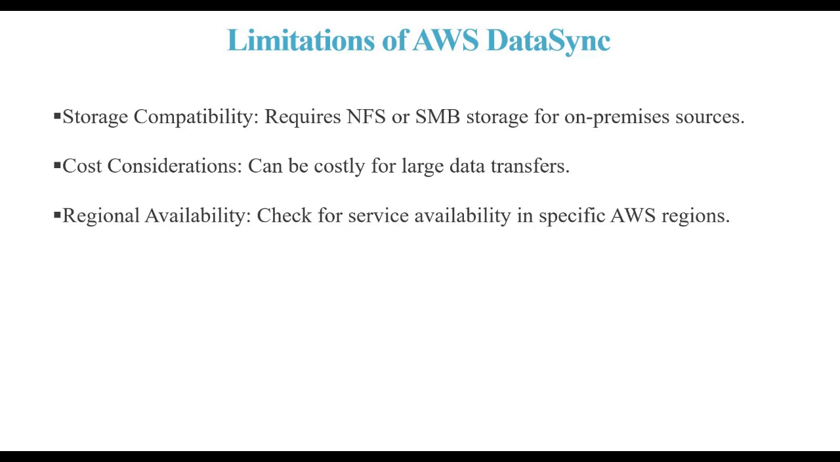The next is cost consideration. It can be costly for large data transfers. By default it provides some storage, but for large data transfers the cost depends on the size. The next is regional availability. Check for service availability in the specific AWS region, since we may use different regions for each dataset.